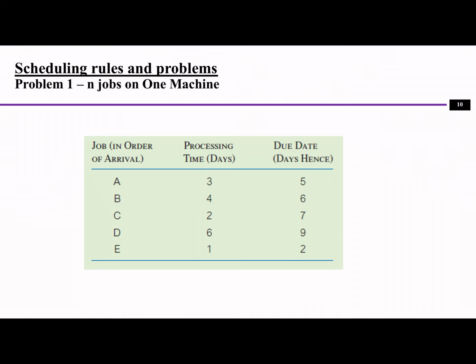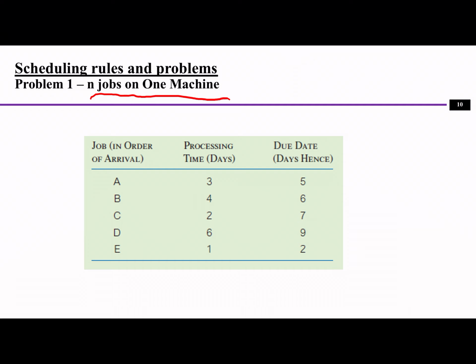All right, now let's look at one example. This is problem 1. This kind of problem is a typical problem of n jobs on one machine. So we have multiple jobs but only one machine. Then we have to look at what kind of sequence we should choose in order to have all the jobs go through this machine effectively, while meeting the requirements: no lateness, low flow time, less WIP.